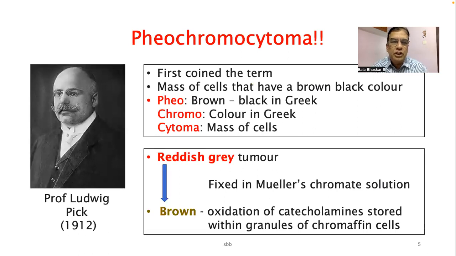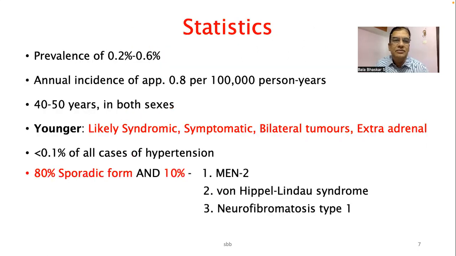The term pheochromocytoma was first coined by Professor Ludwig Pick in 1912, when he found that the tumor, which was reddish-green in color, turned brown when fixed in Muller's chromate solution. This was because of the oxidation of catecholamines stored within the granules of the chromaffin cells. It's basically a Greek derivative, where pheo means brown and chromo means color.